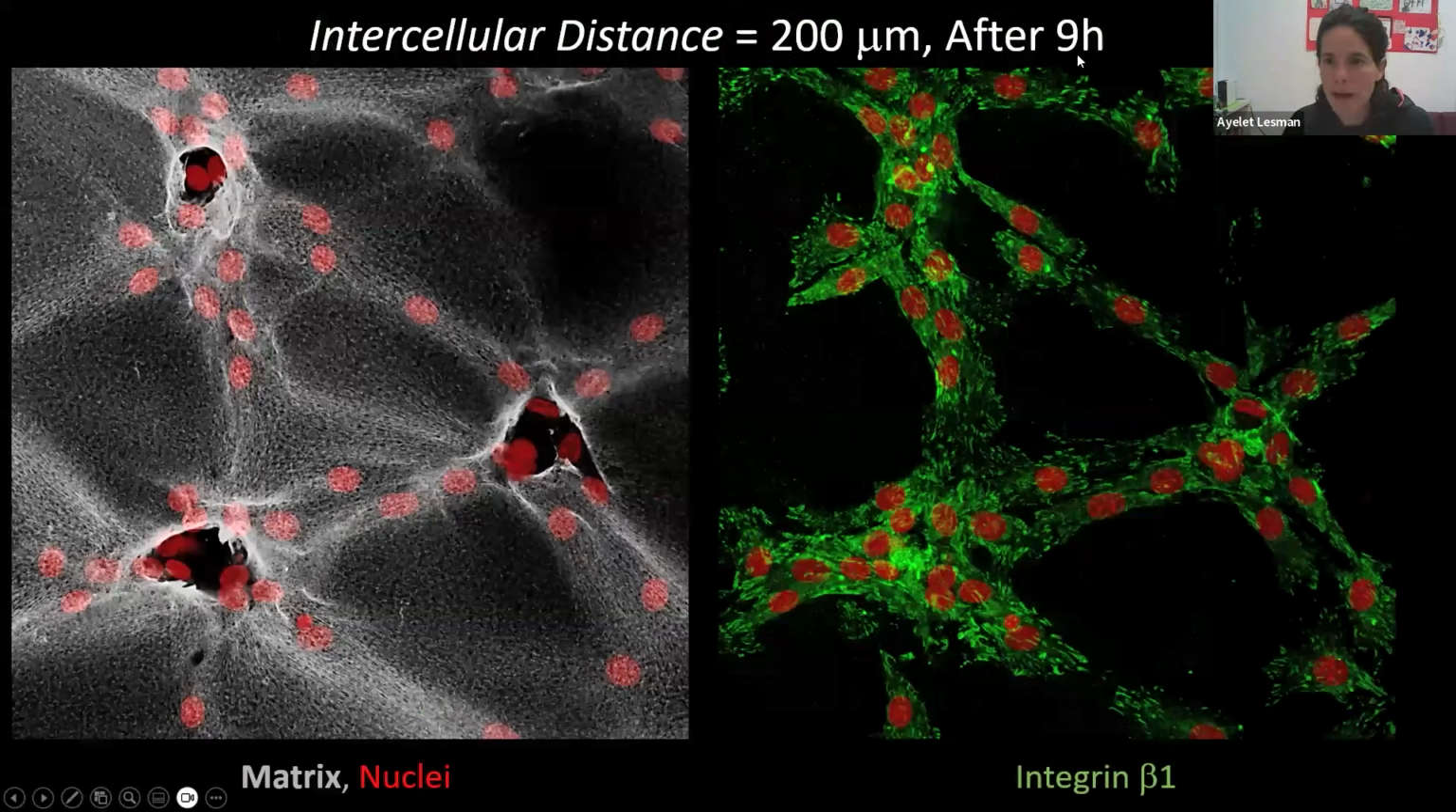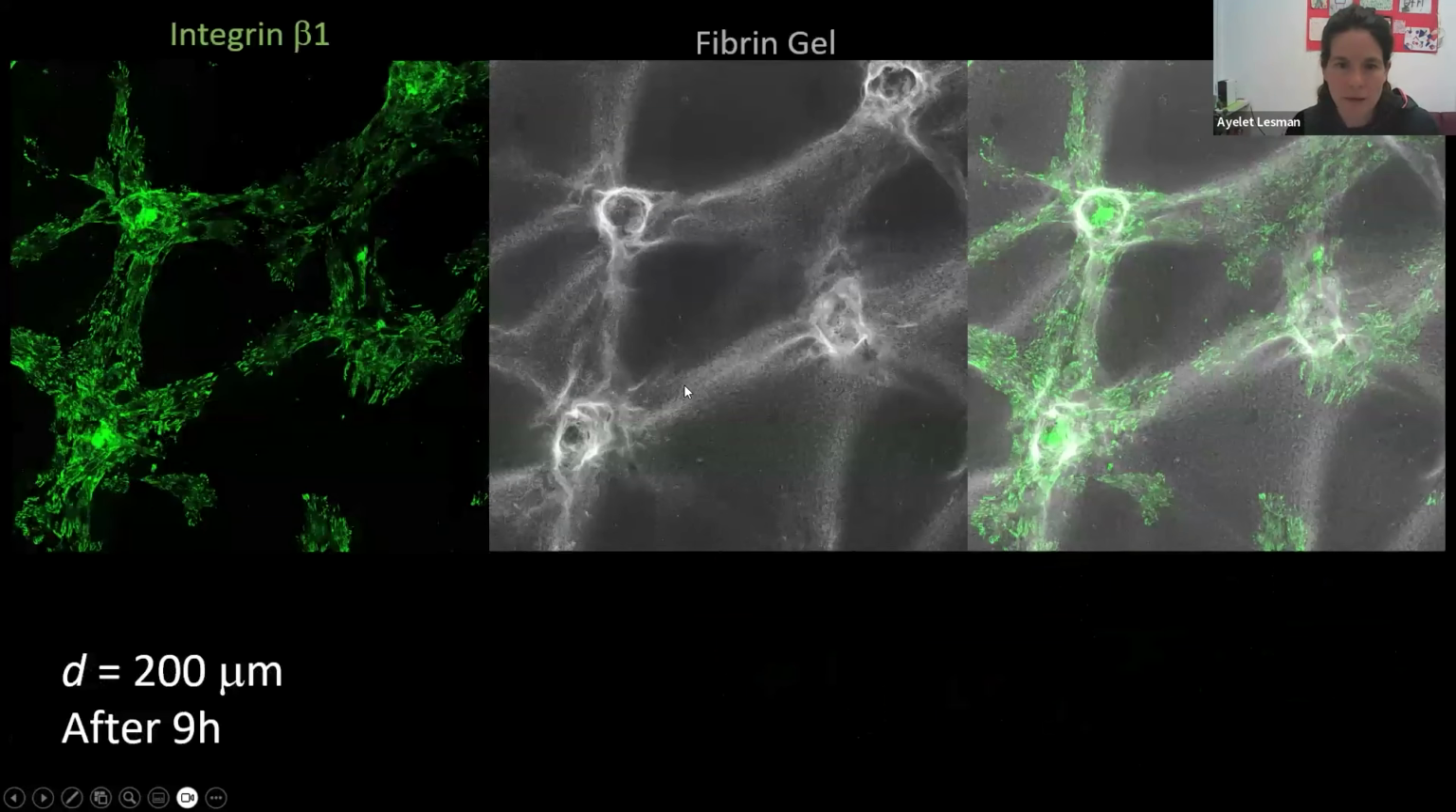This is a more advanced time. This is about 9 hours, so we can already see some pattern formation, I think. So cells really move along the remodeling tracks that they form in the matrix. This is integrin staining. You can see a lot of integrin staining here. This is just more images showing the remodeling and the response of cells to that remodeling in the matrix.